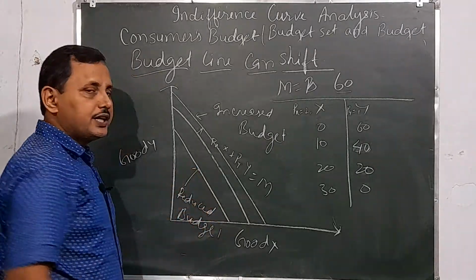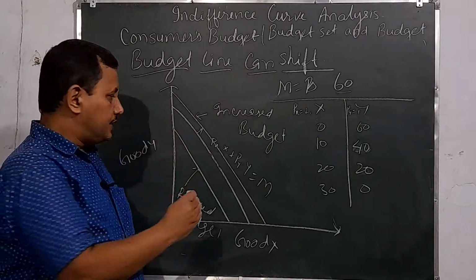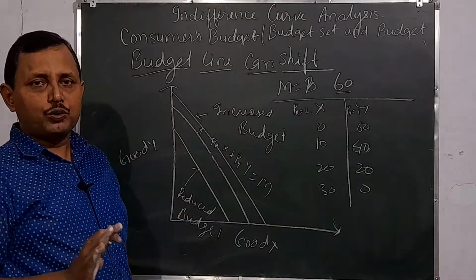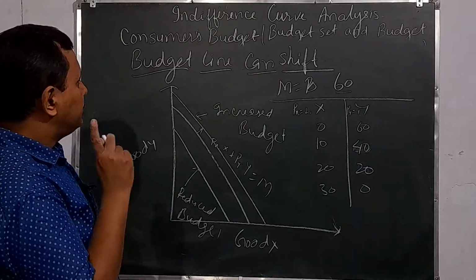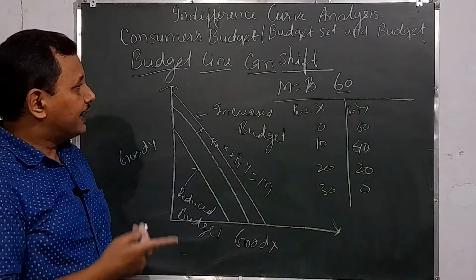Okay, so this is the budget line in the reduced budget. And if the prices of good X and good Y are not changing, then again this new budget line will be parallel to the initial or original budget line. So this is one case in which the budget line can shift. Clear?